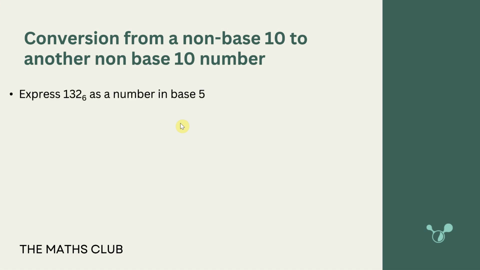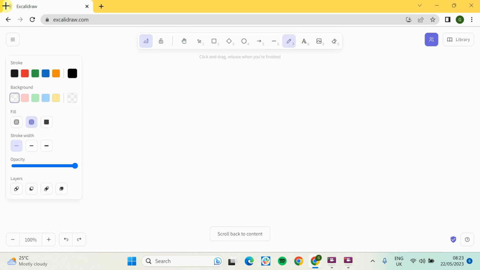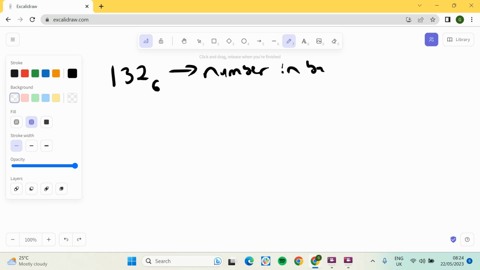So this question says express 132 in base 6 as a number in base 5. So let's go. Step 1, convert to base 10. So you can pause the video and try it out by yourself. You should be able to convert to base 10 now. So, welcome back.